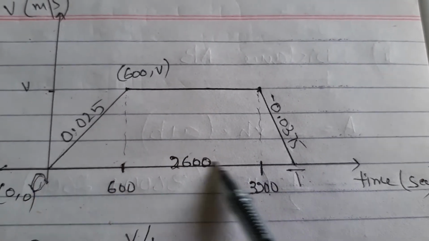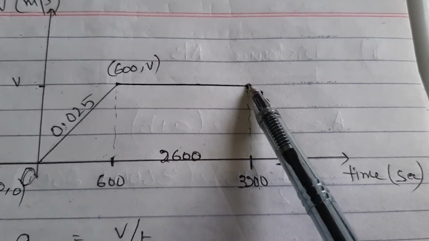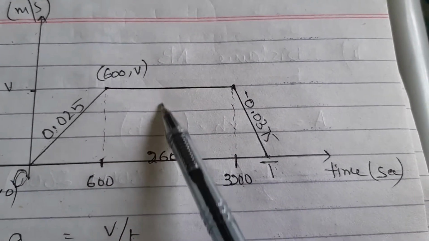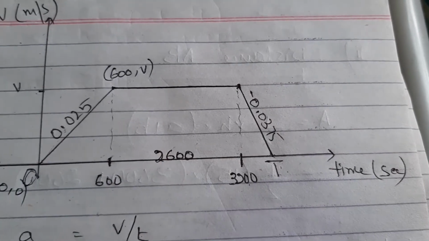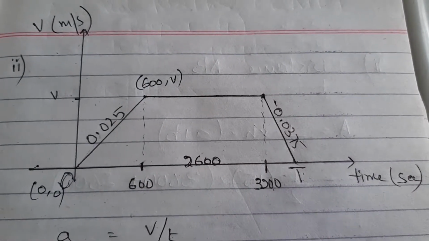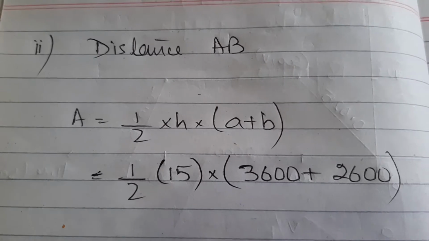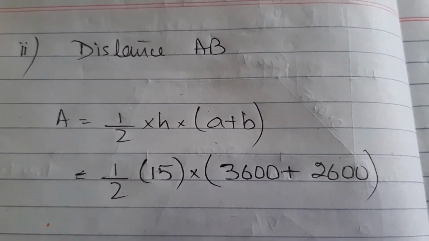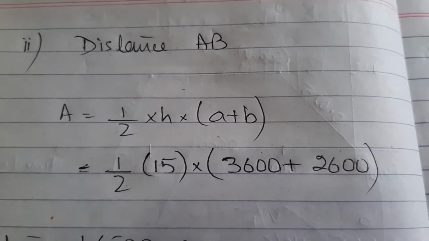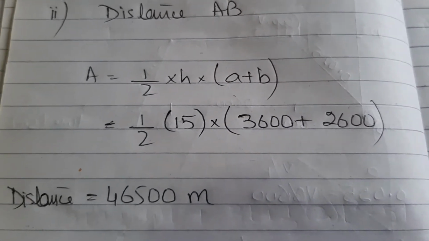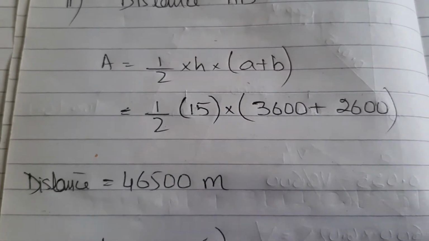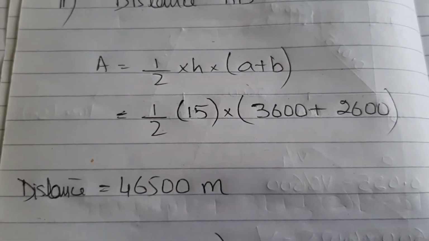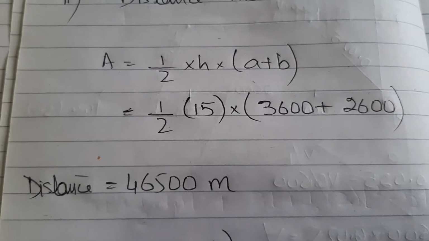So what is this length? 3600. And what is this length? 2600. And what is the height between parallel sides? Is 15. So let's apply the area of a trapezium formula to find the distance. So here is the formula, and I hope all of you understand very easily now. So we are simply plugging in the values and finding out the total distance. So it is 46,500.